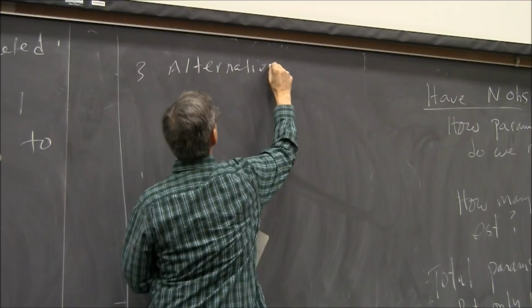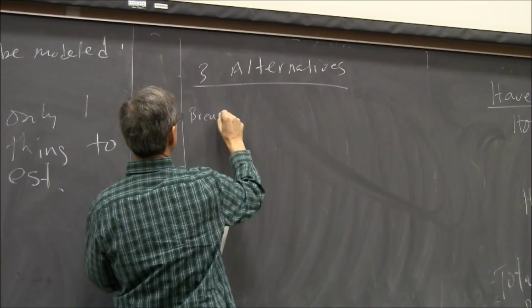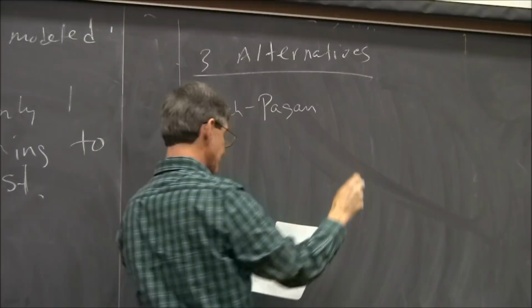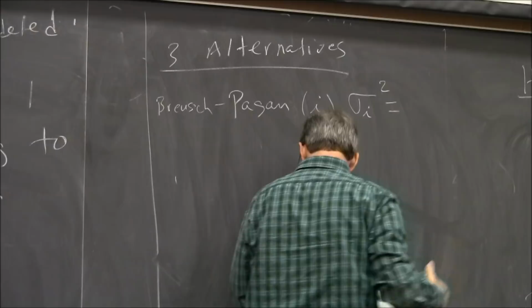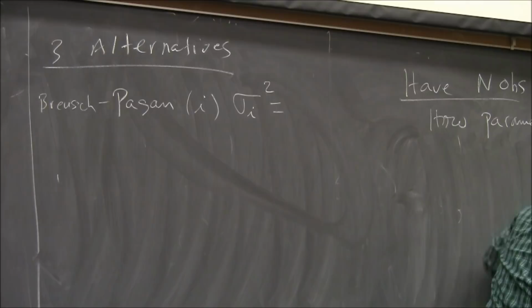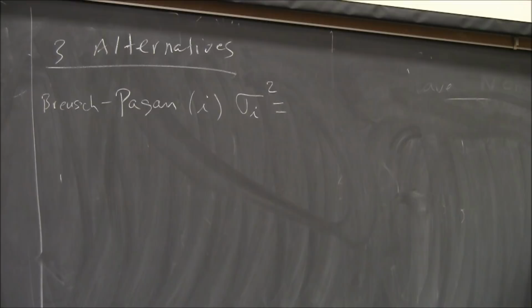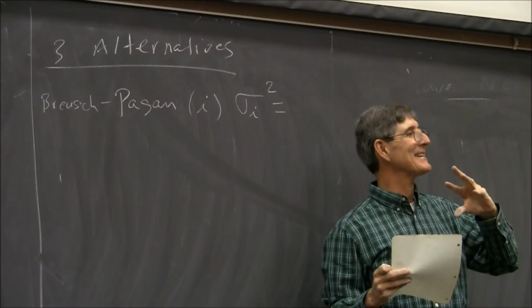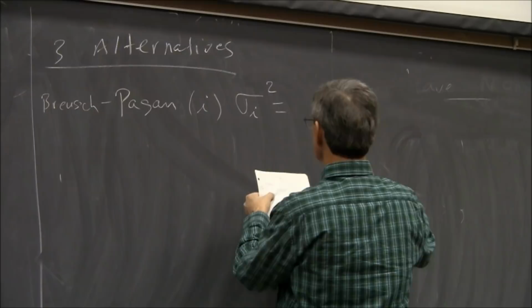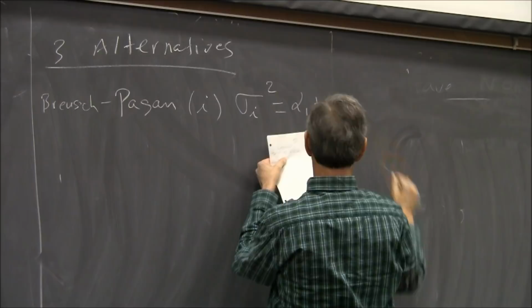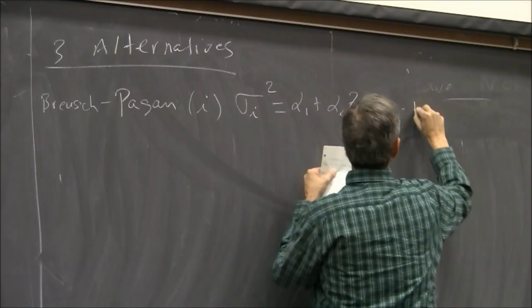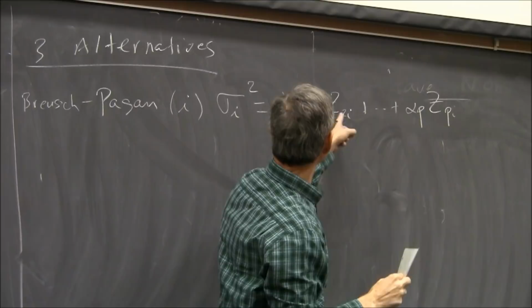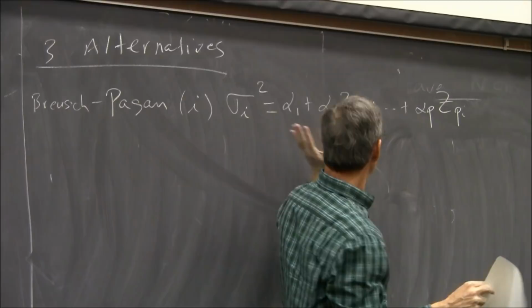The first is called Breusch-Pagan. So this one says that sigma i squared is equal to... Now, the z's here are just some known variables, and they're often the x's, but they may not be the x's in our model. You can think of them as some of the x's, but it could be different from the x's too. So I'm going to say sigma i squared is equal to alpha 1 plus alpha 2 z2i up to alpha p zpi. And again, these could be x's. This could be income, this could be interest rates, whatever's in our model. But they don't have to be the same x's that are in our models. I'm giving them new names.